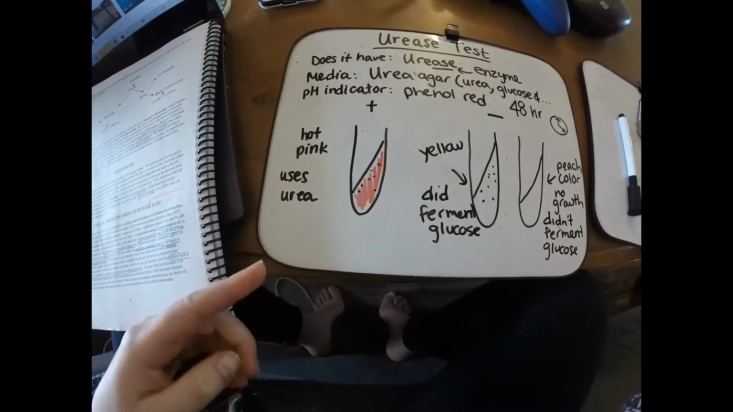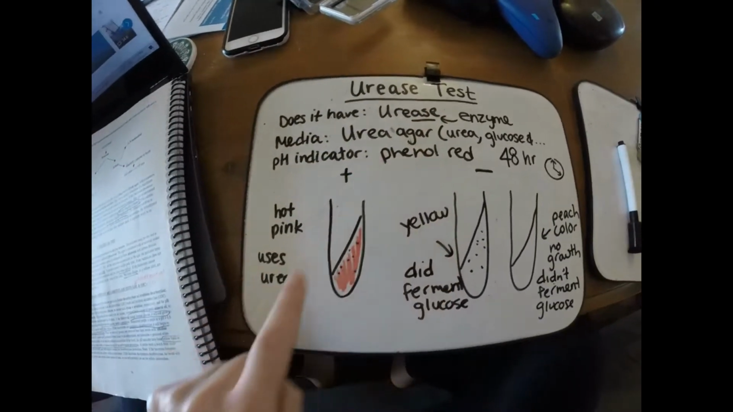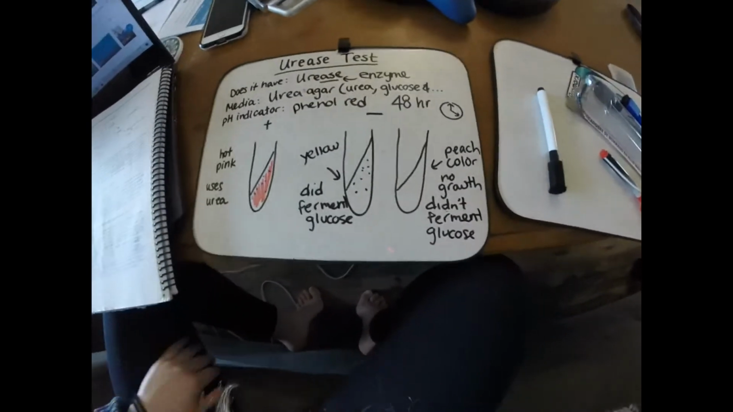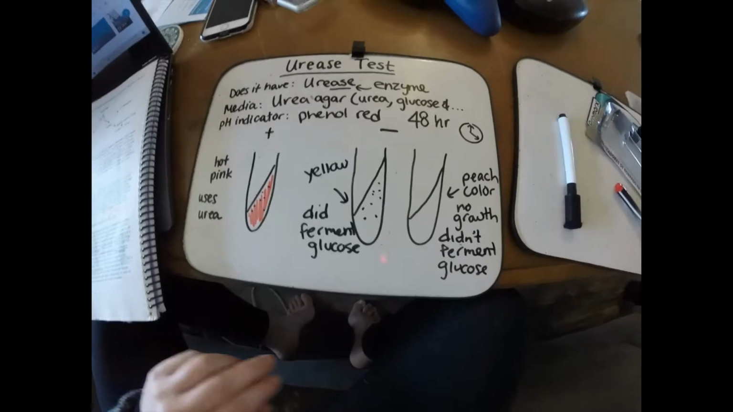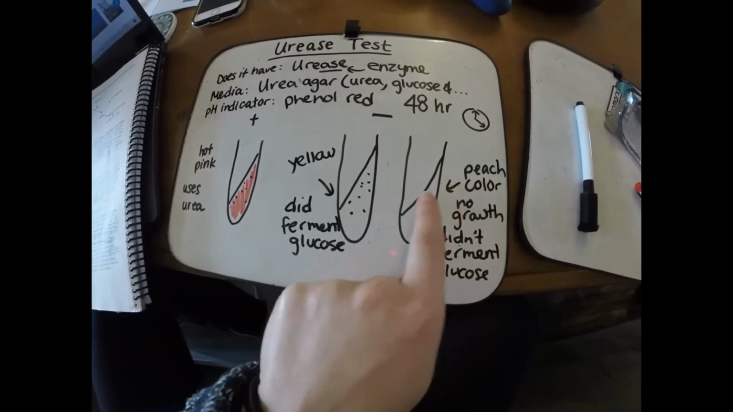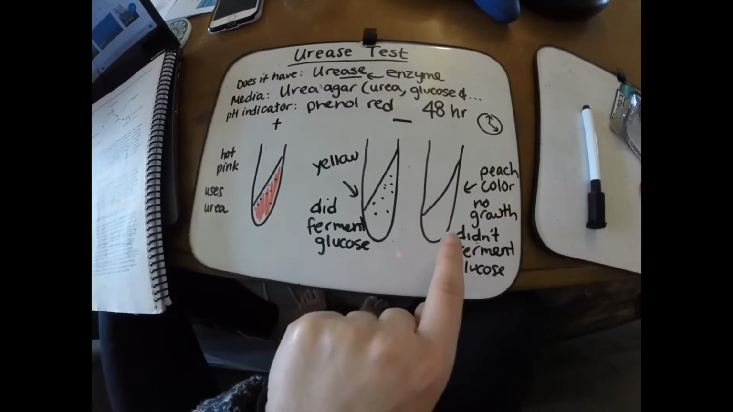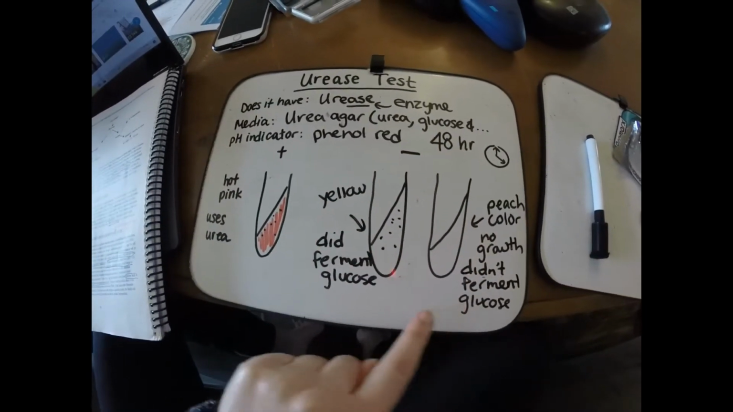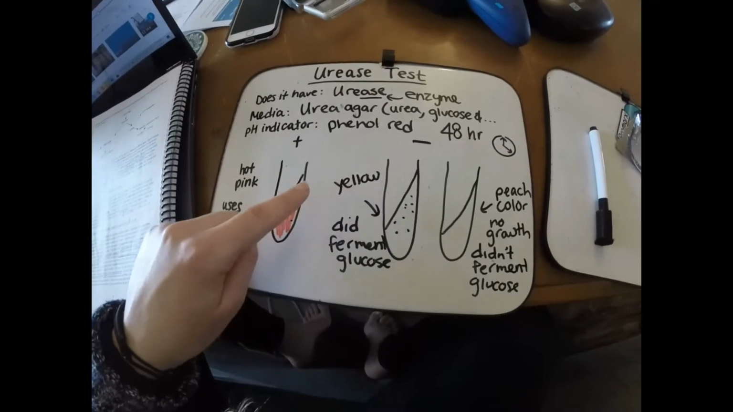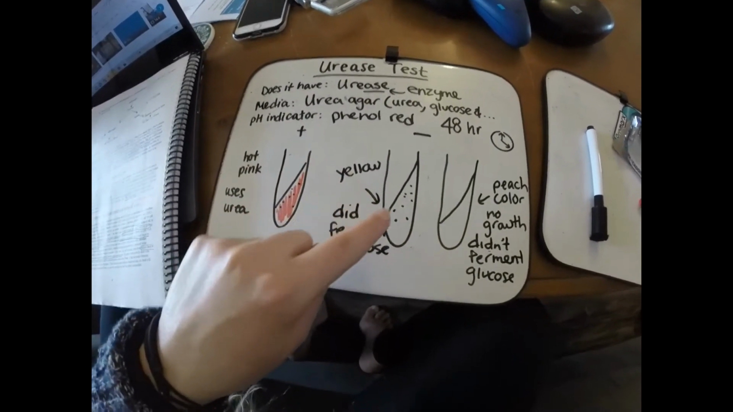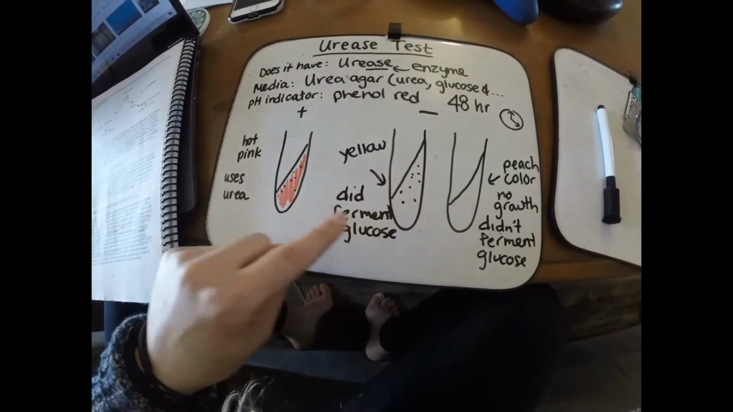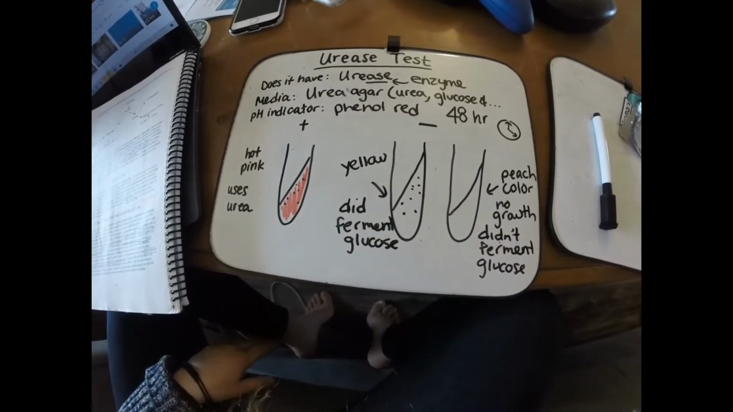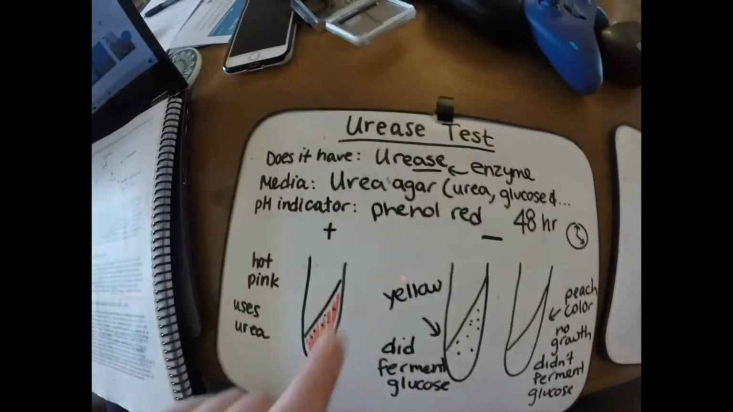That lets us know that it has this particular enzyme, that it used the urea that's in that media. A negative result typically is a peachy color, no color change, and no growth. It didn't ferment the glucose that was also in there, so no growth. It could also be a yellow looking slant. There's some growth. You can see right here, these dots indicate growth. And that means that it did ferment the glucose, but it is negative for what we're looking for right here.